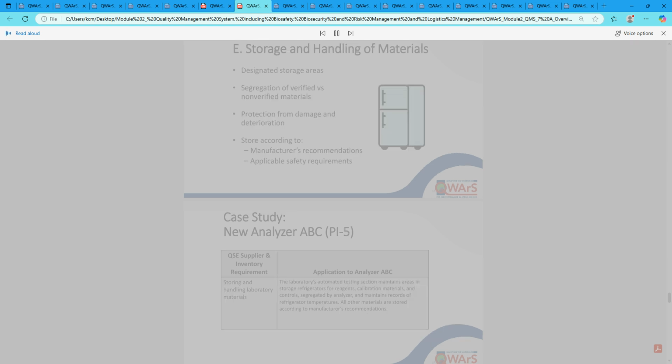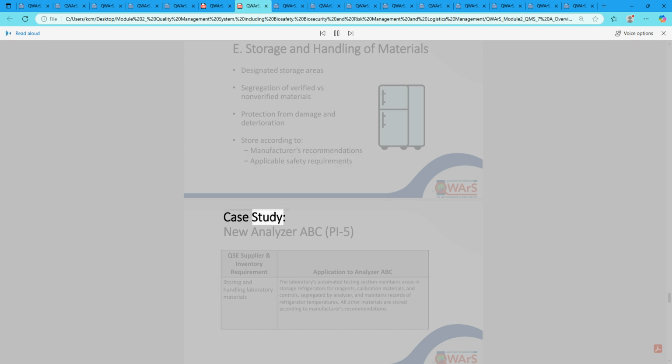E. Storage and handling of materials. Designated storage areas, segregation of verified versus non-verified materials, protection from damage and deterioration, store according to manufacturer's recommendations and applicable safety requirements.